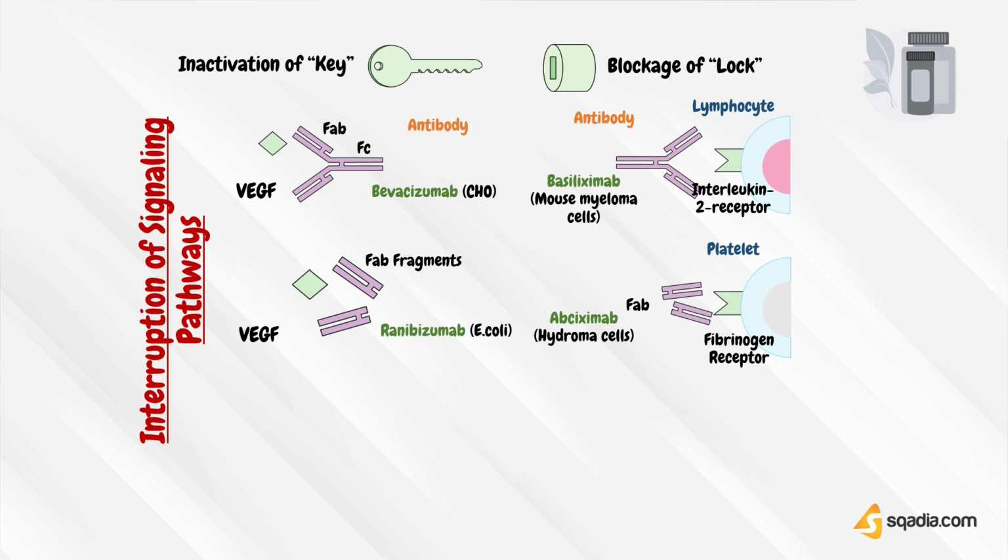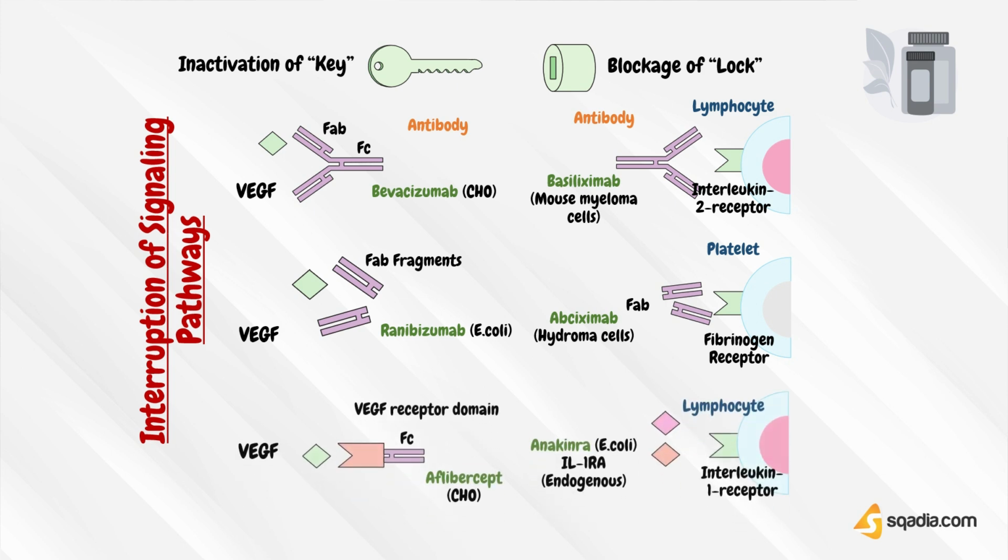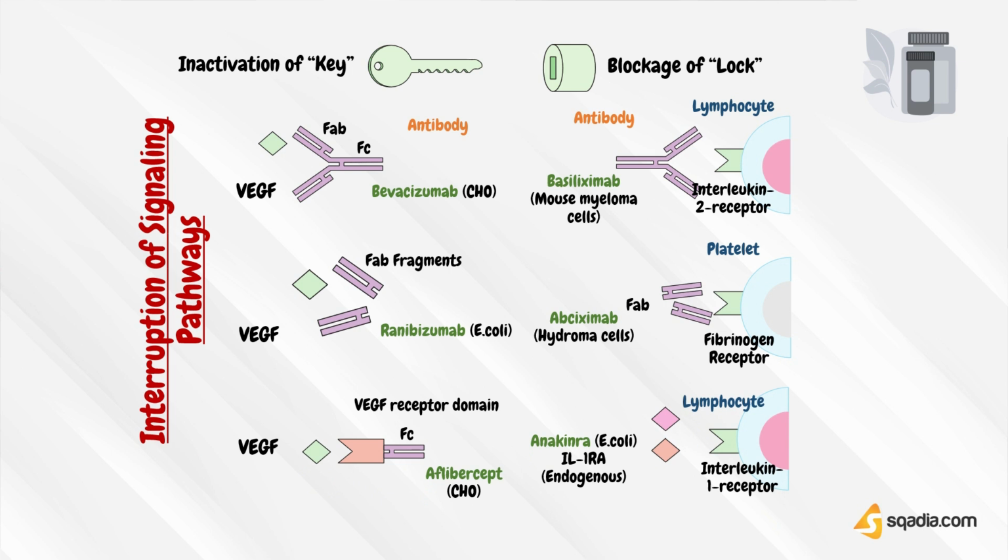Fab antibody fragments, such as ranibizumab, are smaller portions of antibodies that can also be used to block the activity of the target protein. Fusion proteins, like aflibercept, are engineered molecules that combine different functional components, often including antibody fragments, to effectively block the target protein's activity. Receptor blockade is another approach that can be used to interrupt signaling pathways.